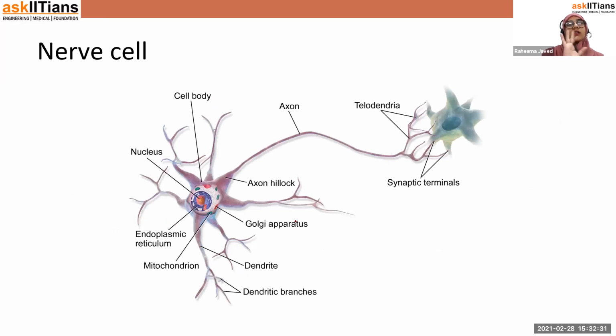So this is the structure of a nerve cell. A nerve cell consists of the following important parts. There is a cell body which consists of a nucleus and all the other organelles like endoplasmic reticulum, mitochondria, ribosomes, etc. The processes that come out of the cell body are known as dendrites, and out of all the dendrites, one of them is very long, and that is known as the axon. The axon ends into axon terminals, which are known as telodendria.